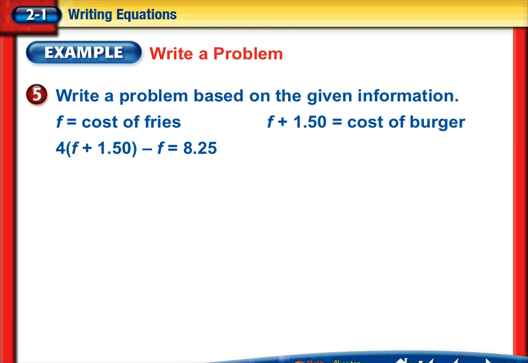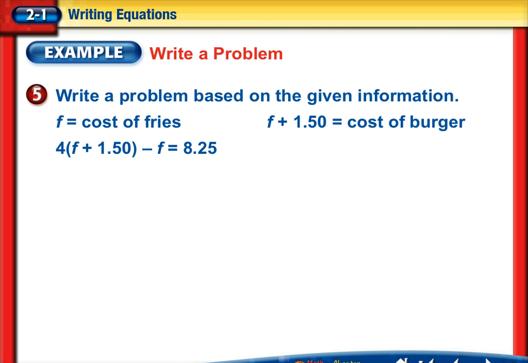Okay, let me ask you this question. Which one costs more? Burger. Here's a trick question. If my burger costs $5, how much are my fries? $3.50. Very good. If my fries cost $2, how much is my burger? $3.50. So you can see the relationship between the burger and the fries.